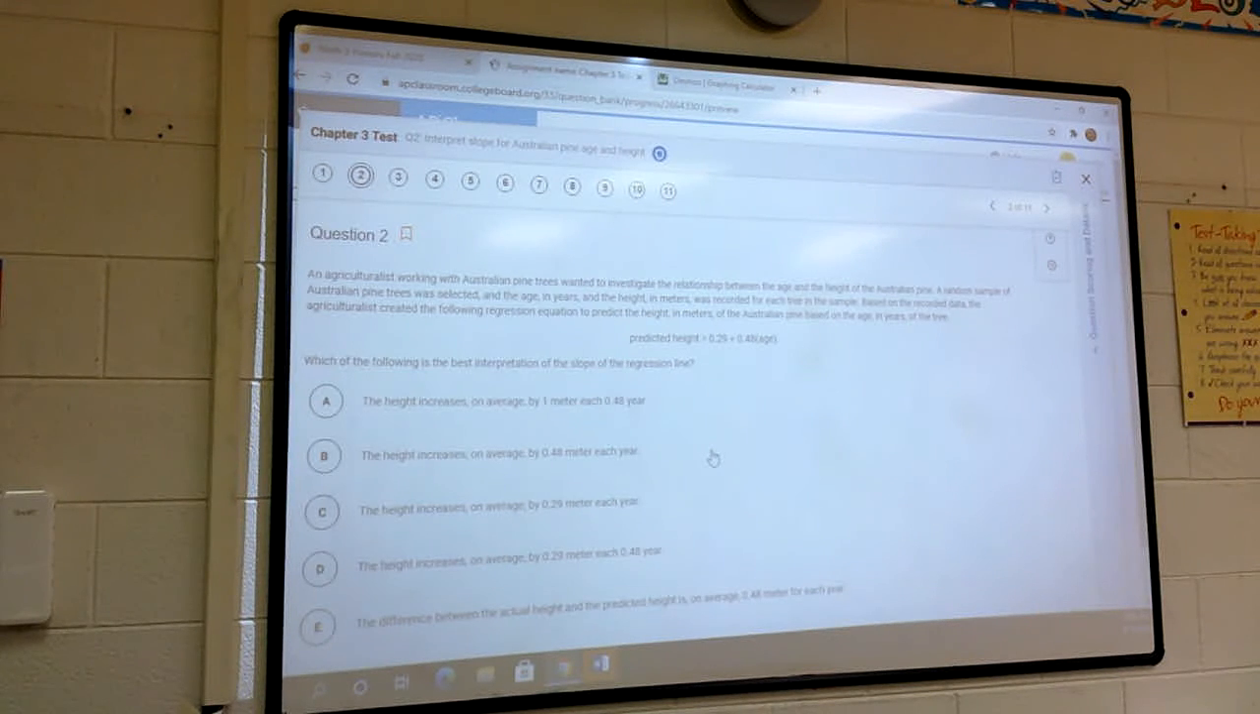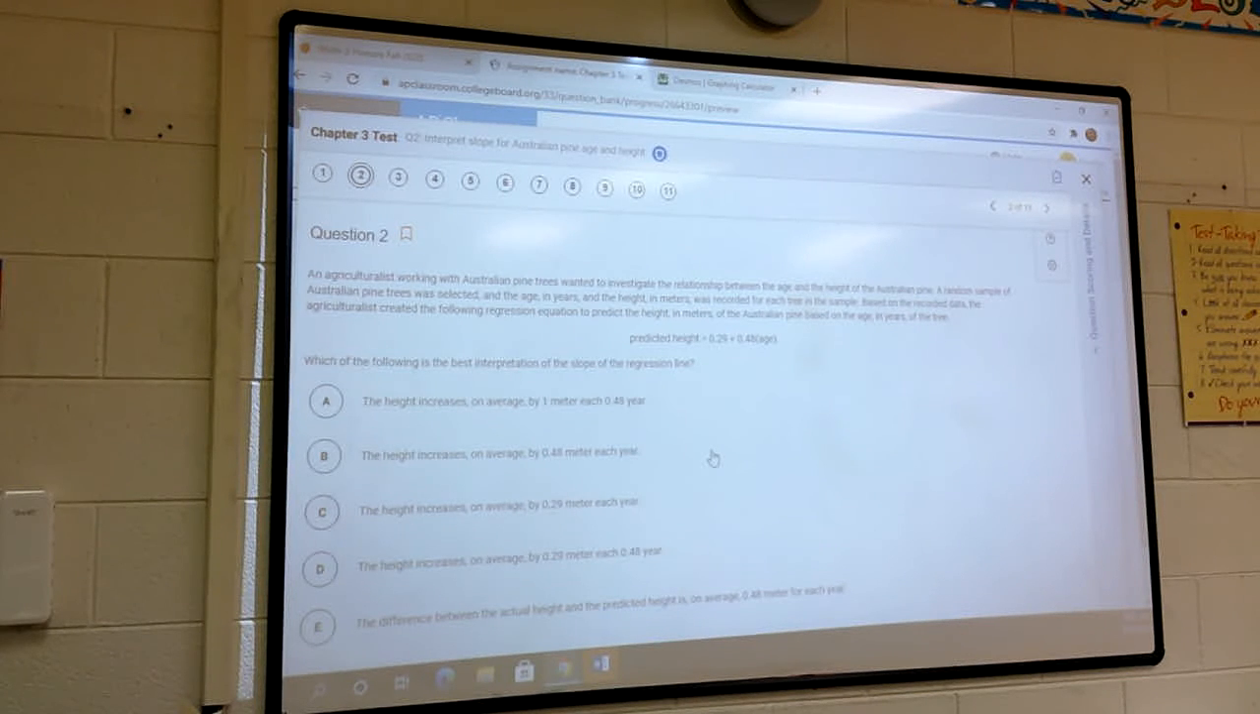Okay. Question number 2. An agriculturalist working with Australian pine trees wanted to investigate the relationship between age and height of the pine. A sample of pine trees was selected, and the age in years and the height in meters was recorded for each tree in the sample. Based on the data, they created the following regression equation. This is the equation. Your predicted height is equal to 0.29 plus 0.48 times your age. Which of the following is the best interpretation of the slope of the regression line?